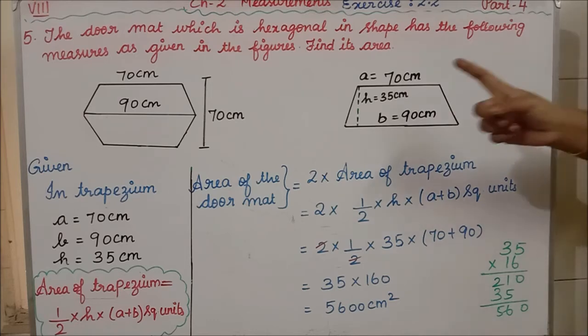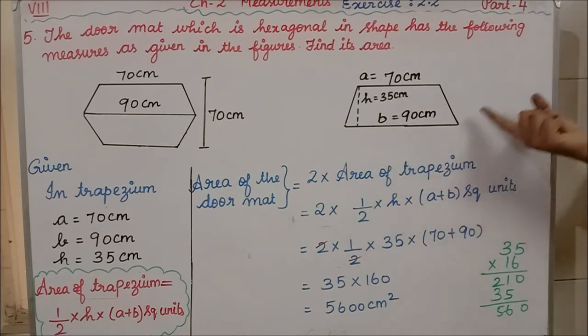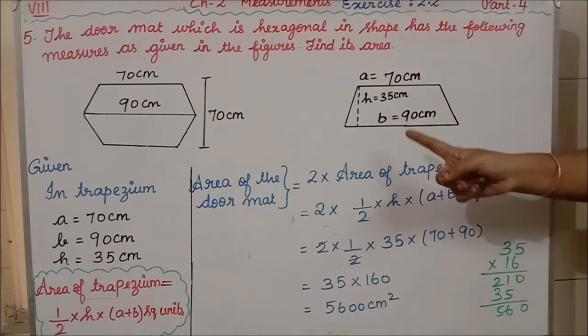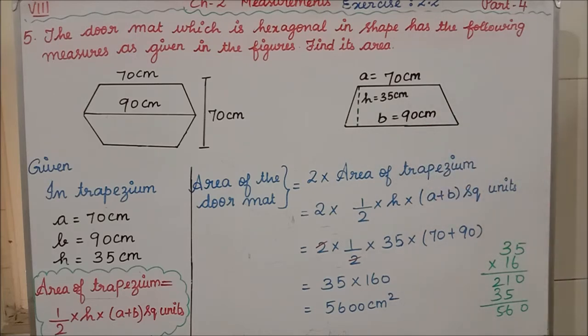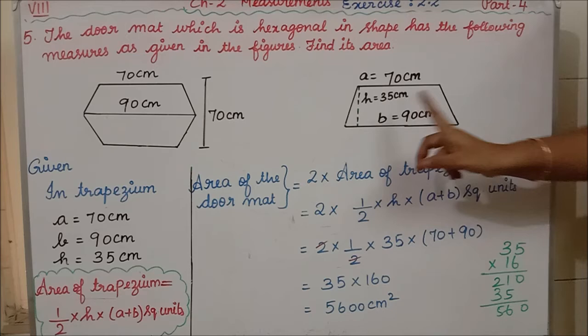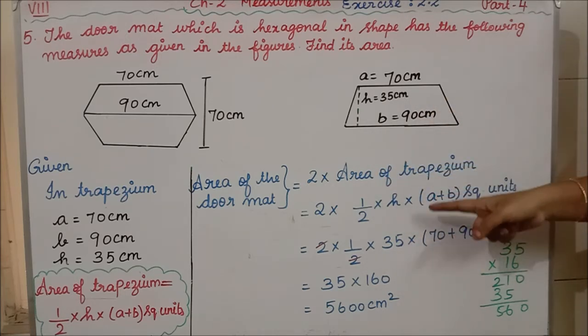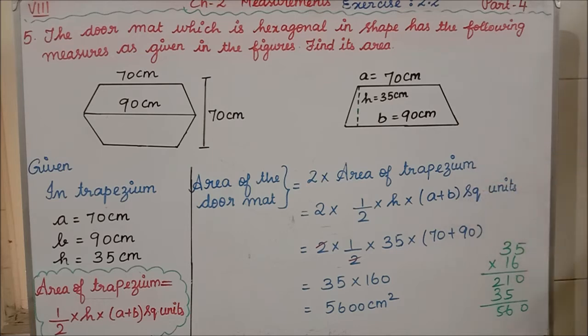So I have written 2 into area of trapezium, because how many trapezium are we having? We are having 2 trapezium, isn't it? So 2 into area of trapezium we can write. To find the area of the doormat, we have to write 2 into area of trapezium. The formula we all know: 1 by 2 into H into A plus B square units.